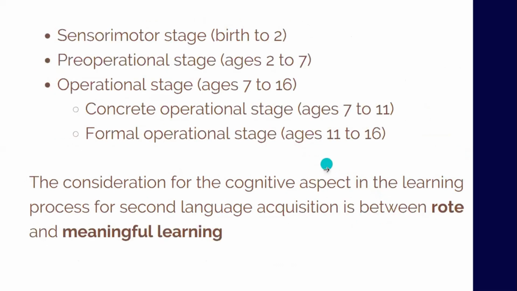Okay, the first stage is the sensory motor stage. It's from birth to 2, when the baby starts to develop his or her sensory motor skills. They start to get the hang of their hands and their legs and their body. And then the second stage is the pre-operational stage, between ages 2 to 7, in which the sensory motor skills of the child are starting to develop.